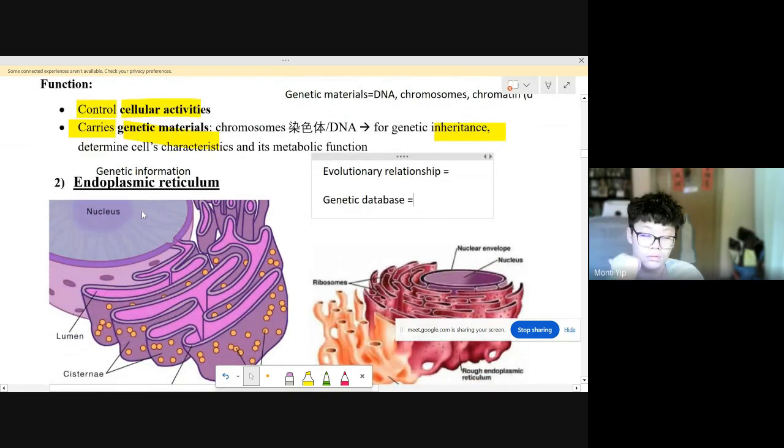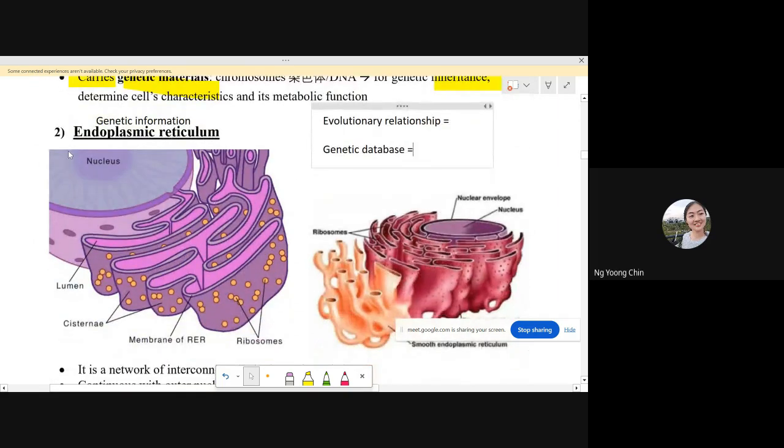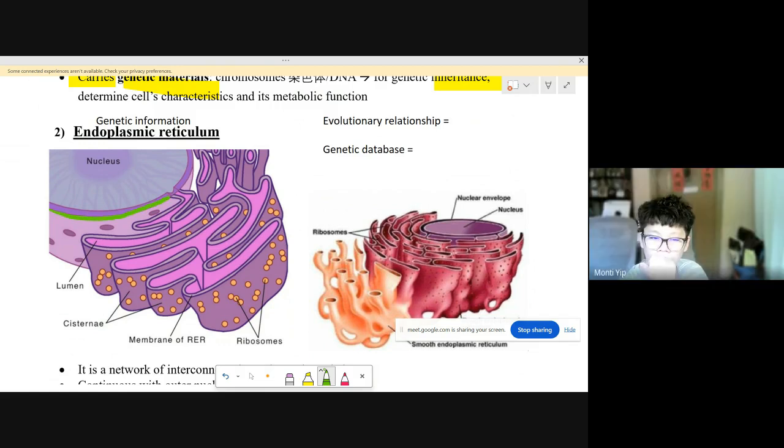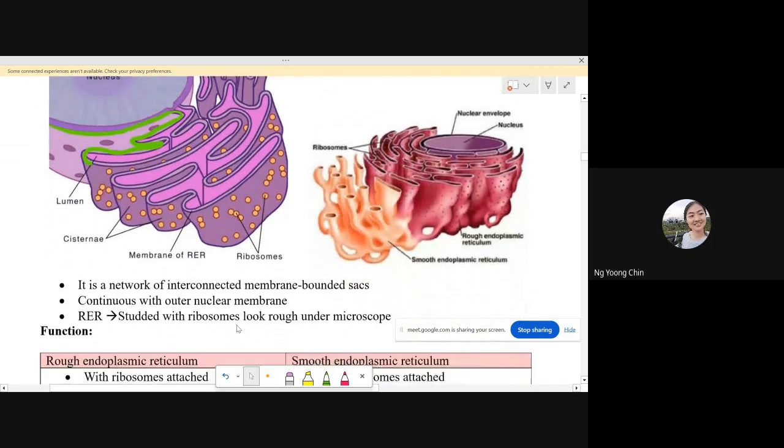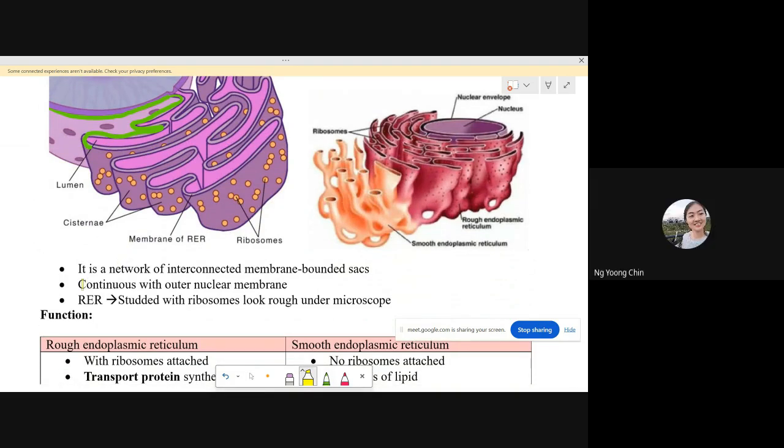And now we talk about endoplasmic reticulum. You can see the structure is like this. This is the structure of endoplasmic reticulum. You can see this is the nuclear membrane, the outer membrane of the nucleus. They are actually continuously joined to the outside endoplasmic reticulum. So this is a statement: continuous with the outer nuclear membrane.